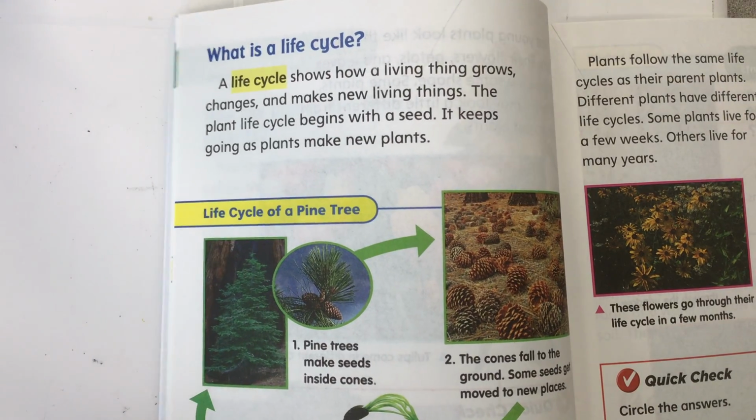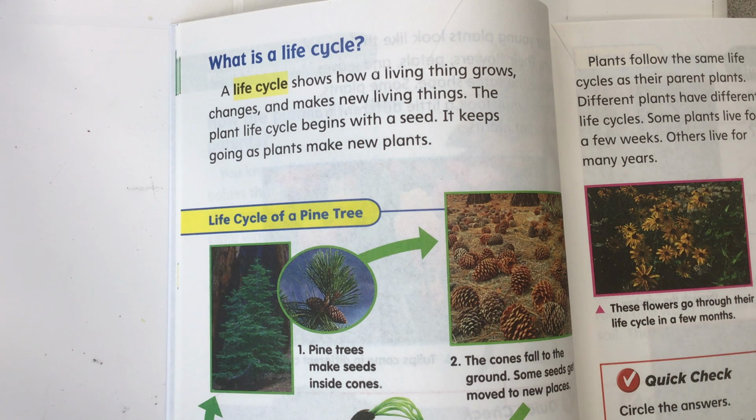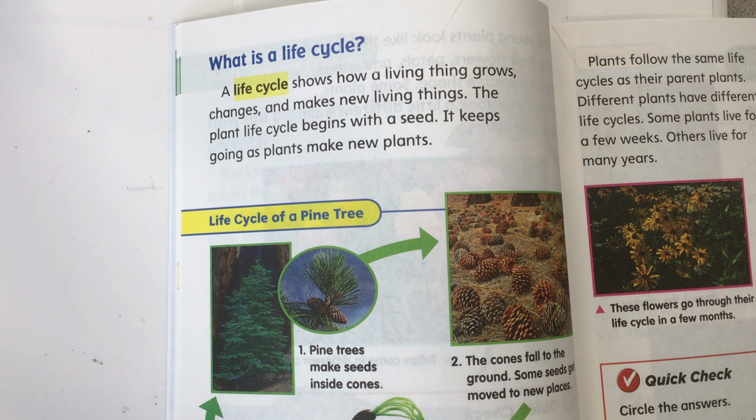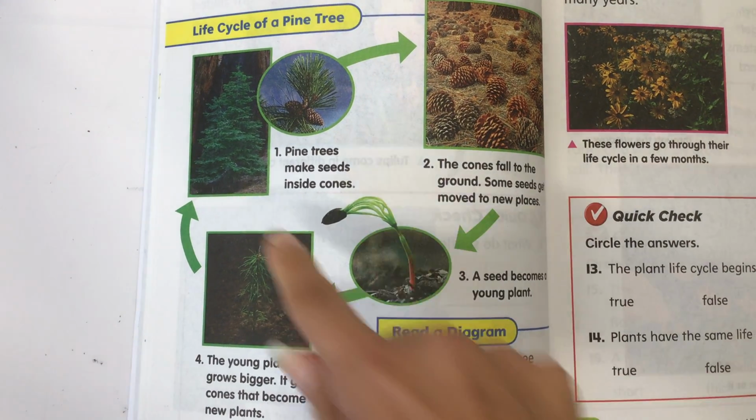What is a life cycle? A life cycle shows how a living thing grows, changes, and makes new living things. The plant life cycle begins with a seed. It keeps growing as plants make new plants. Life cycle of a pine tree. So it's like a circle.